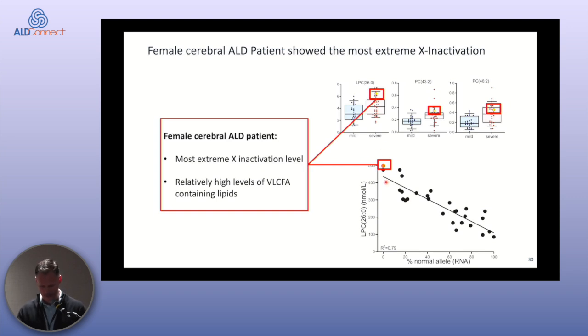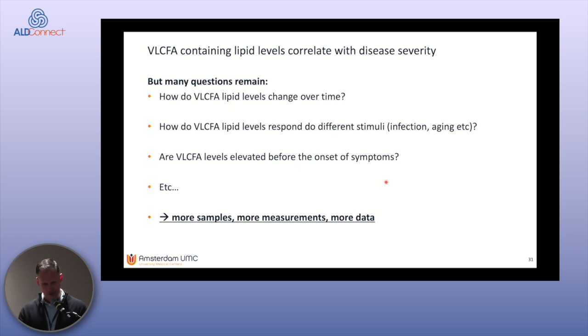So what I showed you is that, based on our data, very long-chain fatty acid lipid levels correlate with disease severity in different ways. But of course, many questions still remain, like how do these lipid levels change over time? How do they react to different stimuli, such as infection or aging? And are these levels already elevated even before the onset of symptoms? So we need more samples, more measurements, and more data.